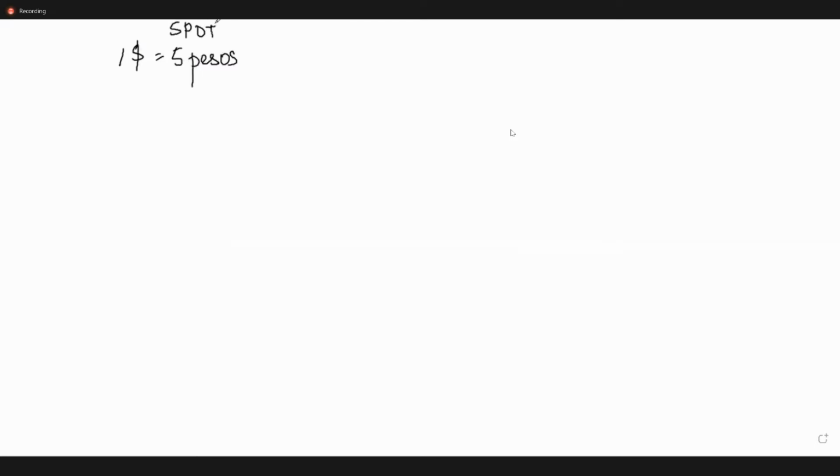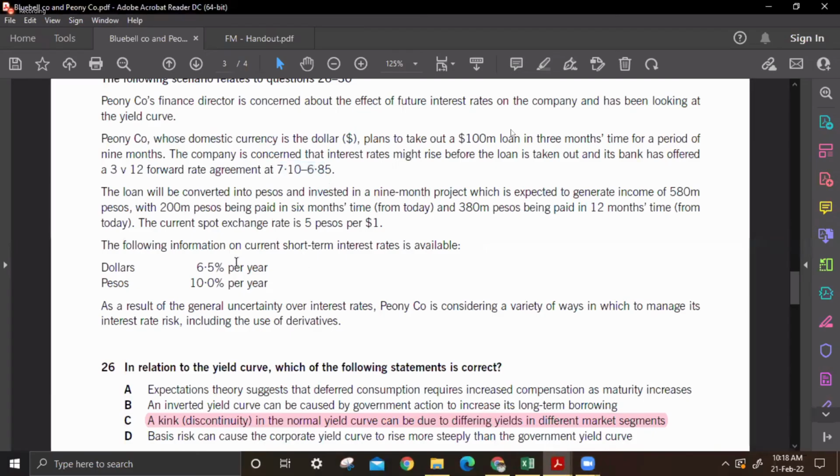What else are they saying? They've given you the currencies, no? They've given you the interest rates. Following information on current short-term interest rates is available for dollars and peso. So first of all, tell me which one is your home currency?